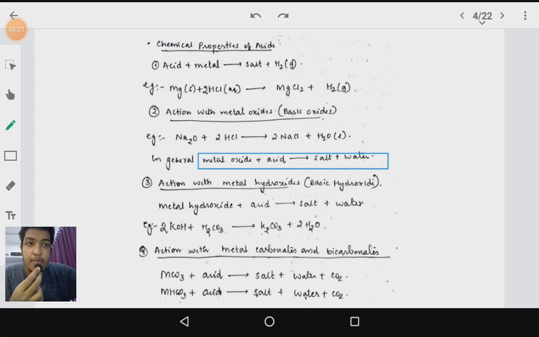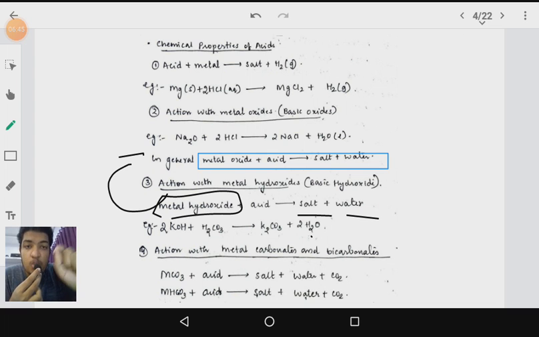Next, we are going to study the action of metal hydroxides. When metal hydroxides are reacted with acids, it results in the formation of salt as well as water. So this is again similar to our previous case. It is similar to the neutralization reaction once again. So here also we can conclude that the metal hydroxide is going to act as the base. So we have seen two cases: metal oxides are basic in nature, and metal hydroxides are also basic in nature.